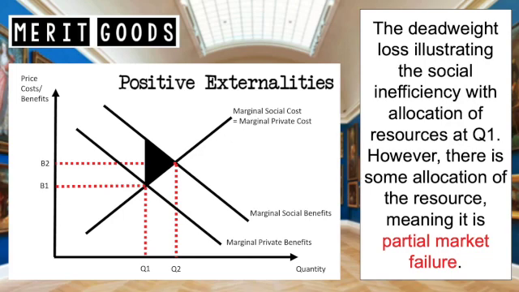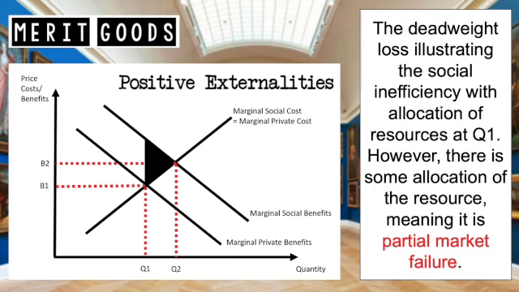So, if we were to look at merit goods to begin with, let's look at the diagram. The diagram shows a positive externality. What it shows is the marginal social benefit is greater than the marginal private benefit. So therefore, merit goods tend to have positive externalities. But the issue with the provision of merit goods is that in a free market, it would be allocated by the private sector.